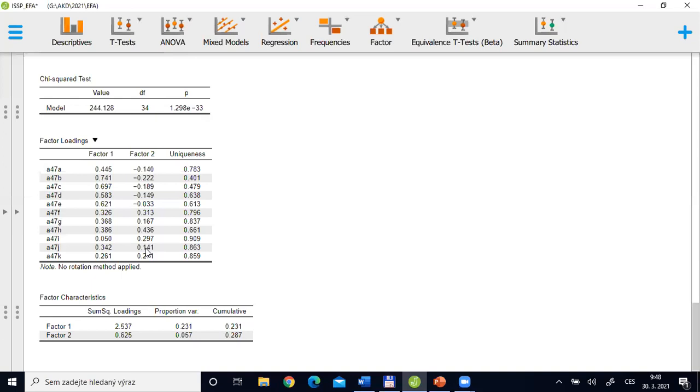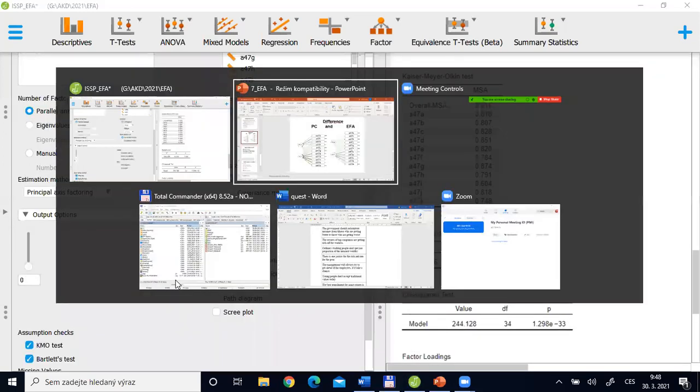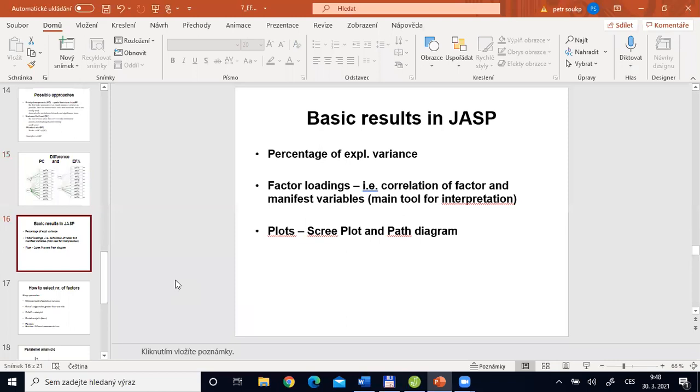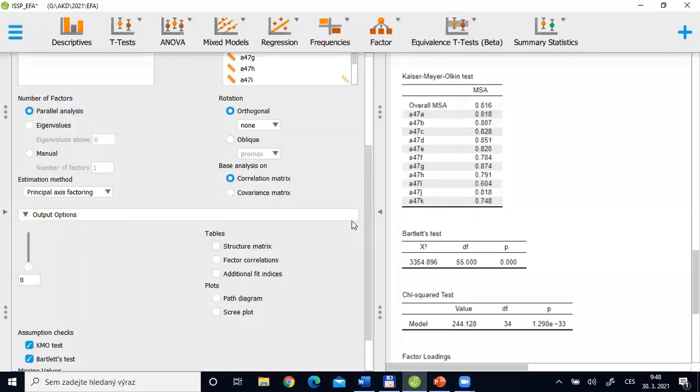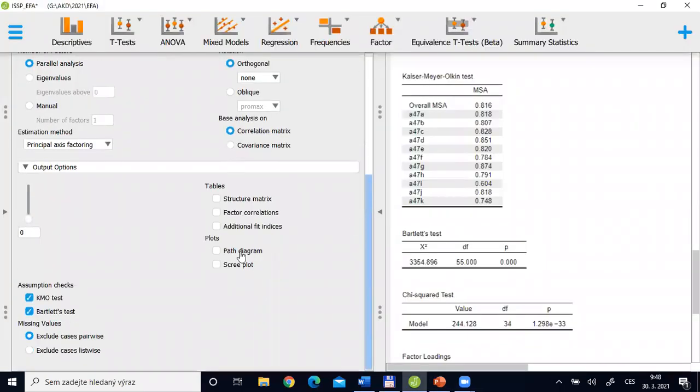But before we start to rotate, we would briefly discuss the rules for setting the number of factors. So we would also ask for plots, and 2 plots that can be quite useful for us that are offered in JASP are the Scree Plot and the so-called path diagram. So I would ask for these plots. If you go down on the right-hand side, here we have the path diagram and Scree Plot.